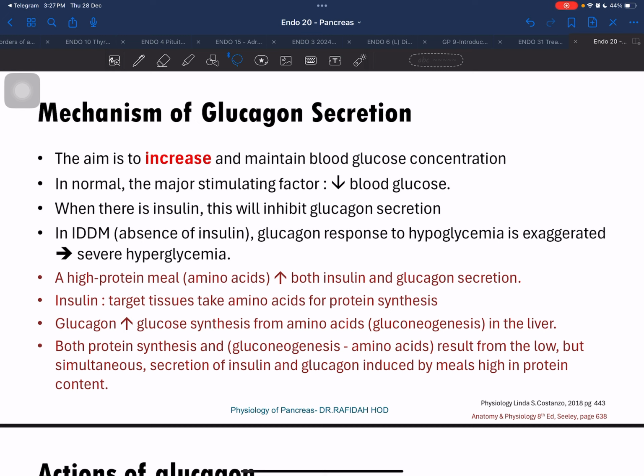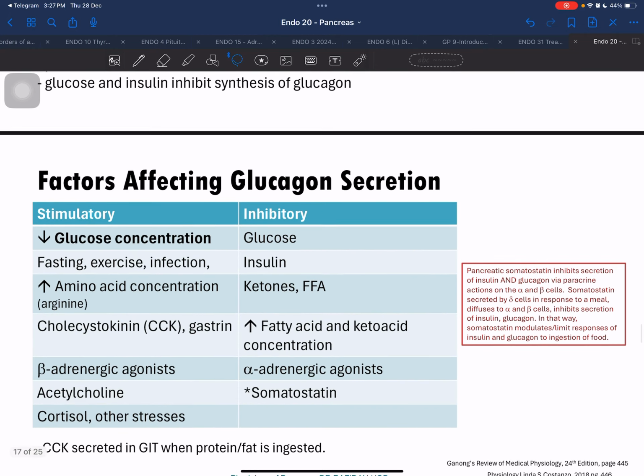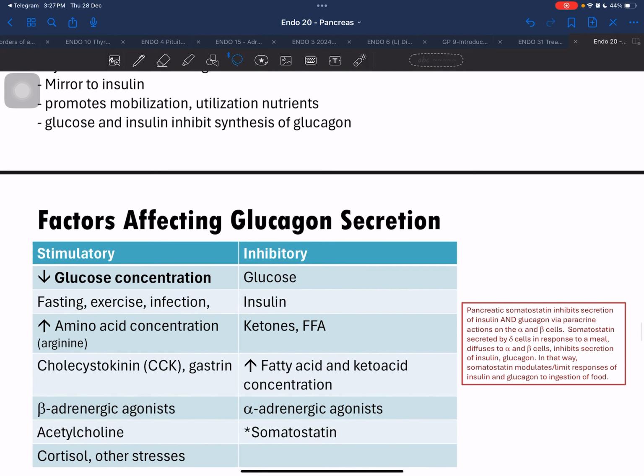So somatostatin ni dia akan inhibit both insulin and glucagon through the paracrine action, sebab dia come from the same islets of Langerhans kan. Cuma glucagon is by alpha cells and insulin is by beta cells. Somatostatin ni is being secreted by the other cells, the delta cells.